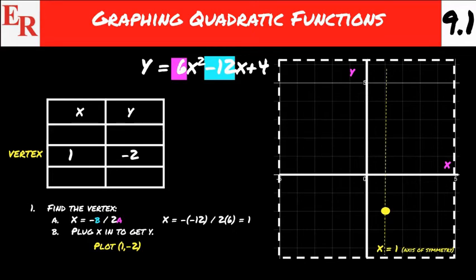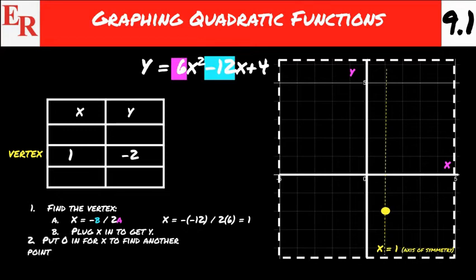So when we have that vertex plotted at 1, negative 2, the next wise thing to do is just draw a really light dotted line through that vertex, a vertical one. This is called the Axis of Symmetry. It's the splitter. It's kind of like the spinal column of the parabola. We'll have identical mirror images to the left and to the right.